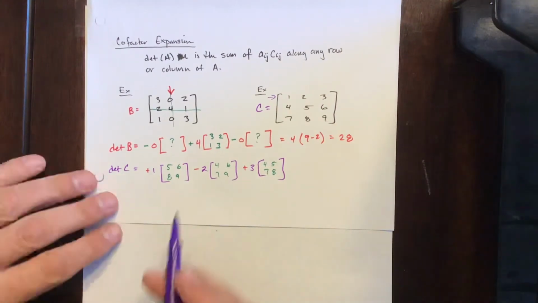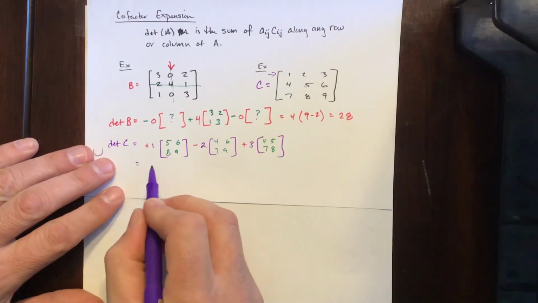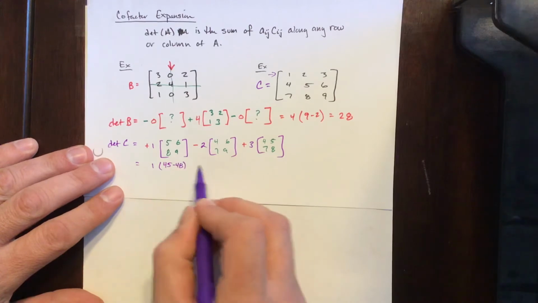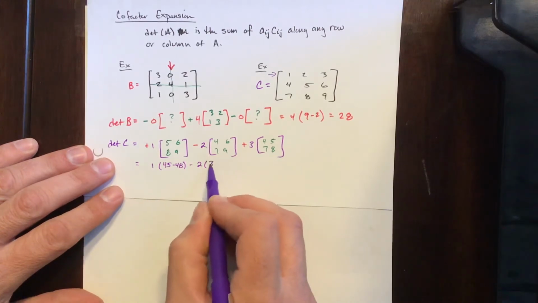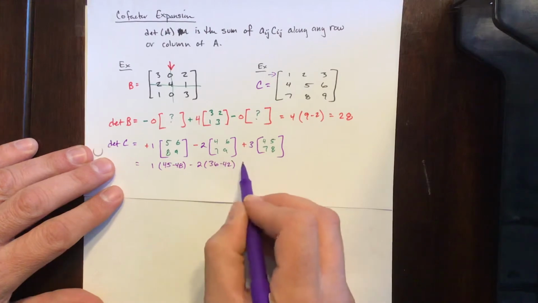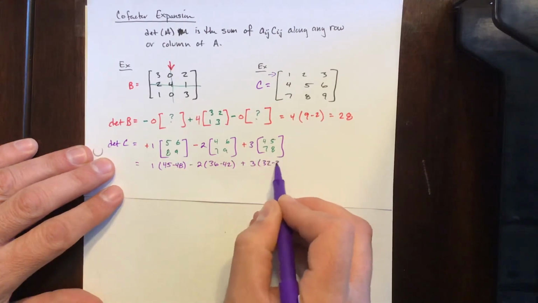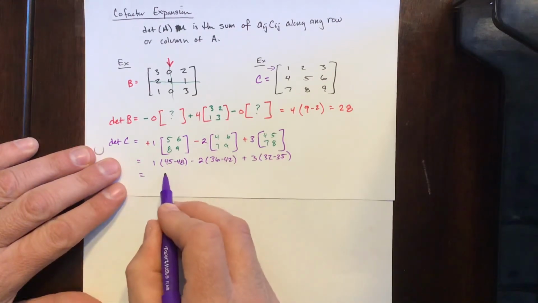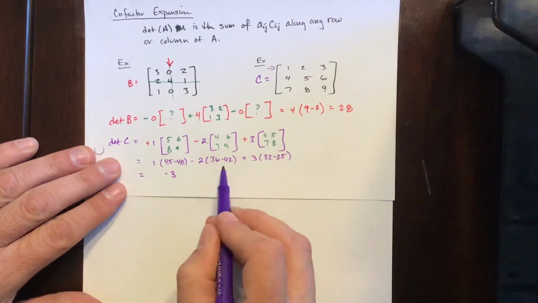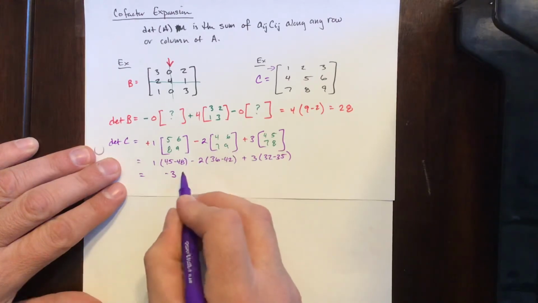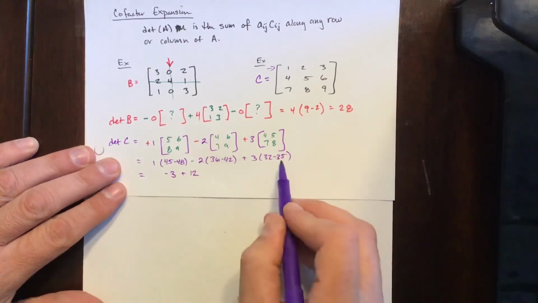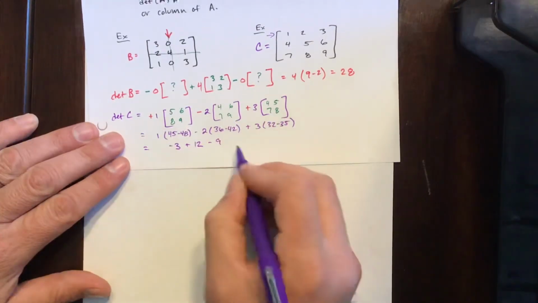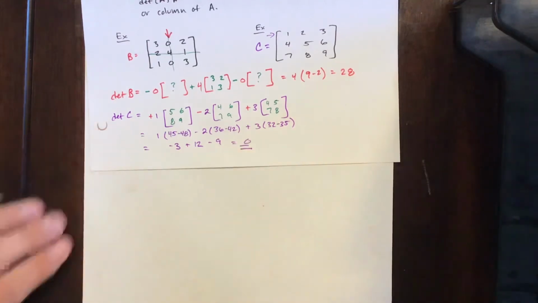All right, let's see what we get here. So it's 1 times 45 minus 48, minus 2 times 36 minus 42, plus 3 times 32 minus 35. So this is negative 3. That's negative 6 times negative 2, so that's plus 12. And that's negative 3 times 3, so that's minus 9. What does that equal? It equals 0.